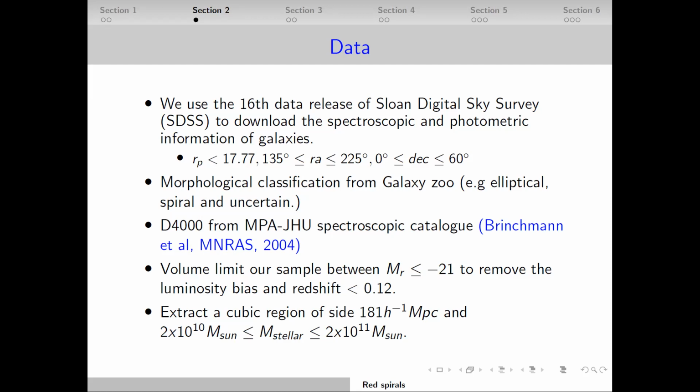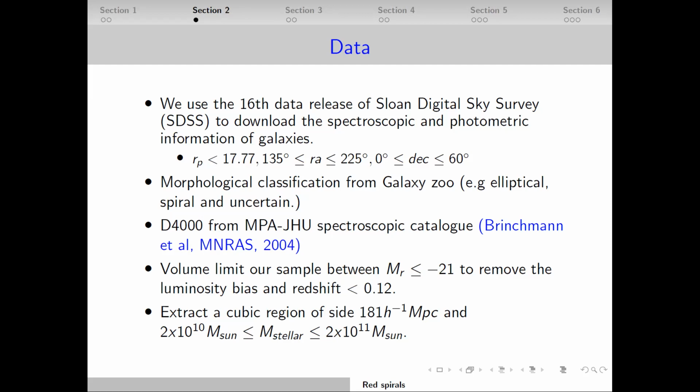Now, further to remove any luminosity bias in our sample, we volume limit our sample by restricting the absolute magnitude in the R band to -21, and use of this absolute magnitude cut restricts the redshift of the galaxies to 0.12. Now, here in this work, we determine the mutual information between large-scale environment and color of spirals.